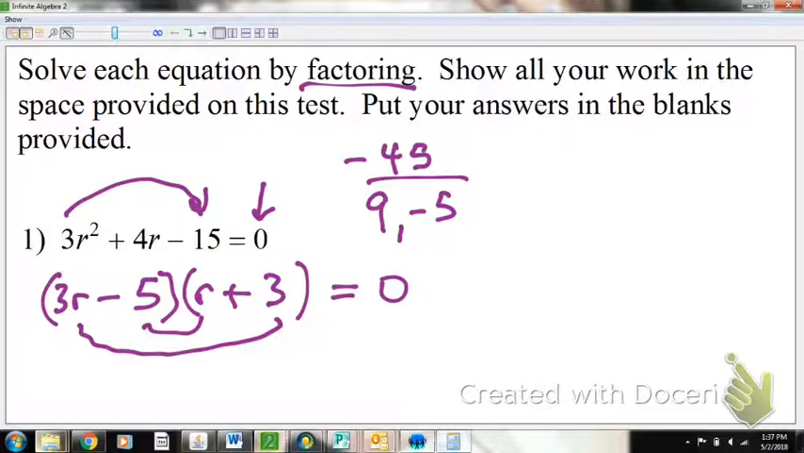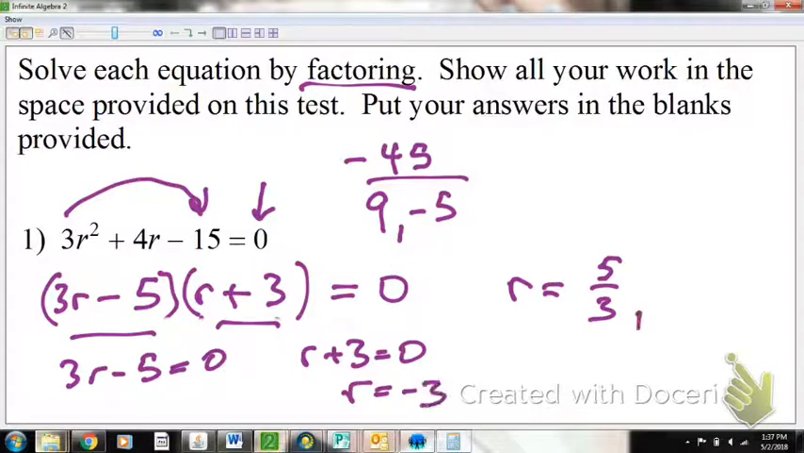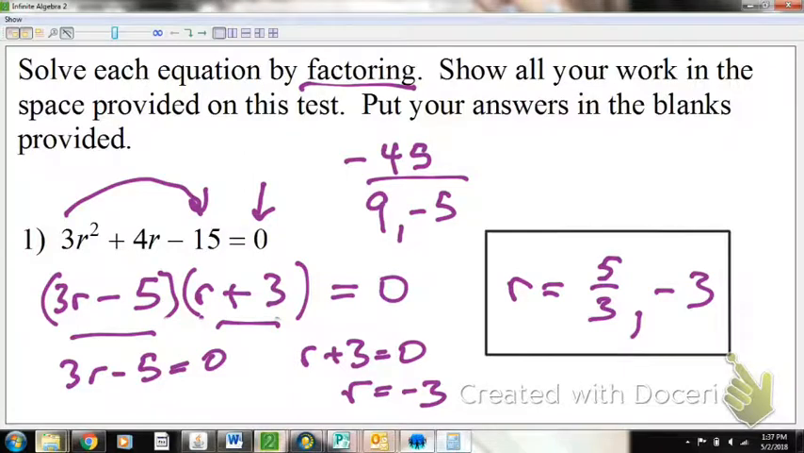All right, so we have those two factors, and using the zero product rule, multiplying these together, setting each factor equal to 0, you get 3r minus 5 equals 0, which means r equals 5/3. And for the second factor, r plus 3 equals 0 means r equals negative 3. So 5/3 and negative 3 is our solution set for that problem.